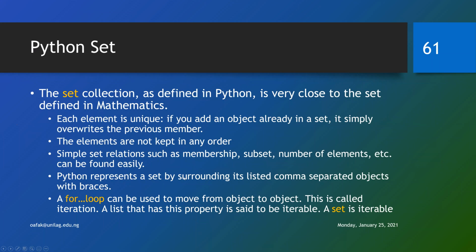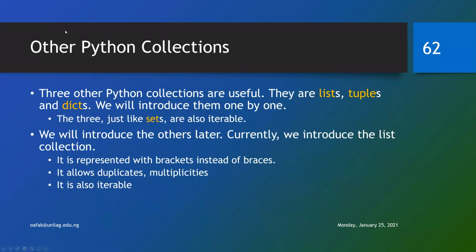Python represents its set by surrounding its listed comma-separated objects with braces. A for loop can be used to move from object to object. This is called iteration. A collection that has this property is said to be iterable. A set is iterable. There are other Python collections apart from sets. Three that you will come across very soon are lists, tuples, and dicts. We will introduce them one by one. The three, just like sets, are also iterable. So you can use them in your for loop now.